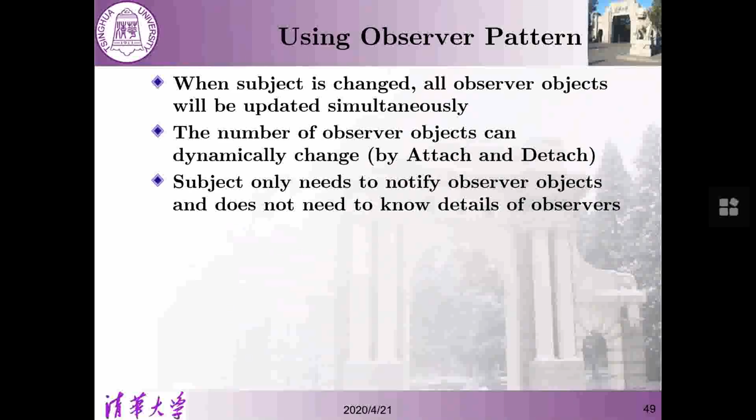So using the observer design pattern, when the subject is changed, all observer objects will be updated simultaneously. And the number of observer objects can be dynamically changed by attach and detach. And the subject only needs to notify observer objects and does not need to know details of observers. This is the key, right? For example, we are WeChat users, subscribers to the official accounts in WeChat. We do not need to expose our details, right? And there's no way for this design pattern to expose our details.